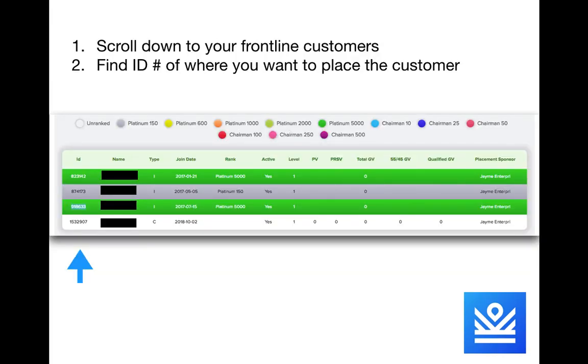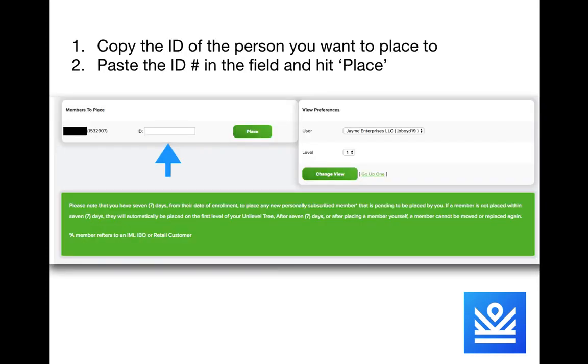And what you want to do is scroll down to any frontline customers that you have on that same exact page under placement tree. You want to find the ID number of the person that you actually want to place to that customer, and you can find that right on the left side. All you have to do is basically copy and paste that number into it. It looks like this. You just copy the ID of the person that you want to place and you paste the ID in that field and you hit place.